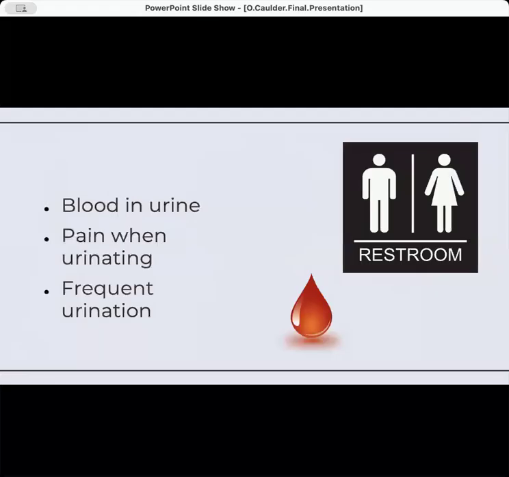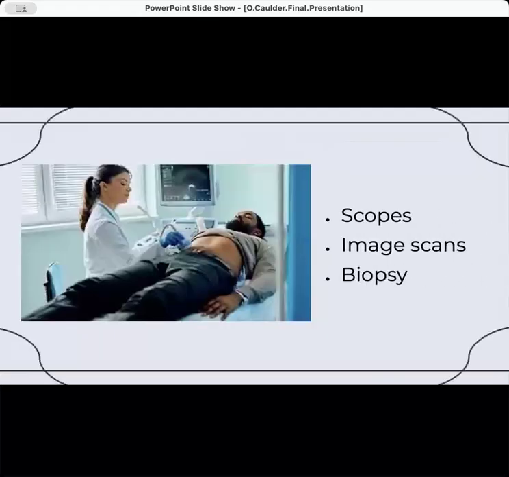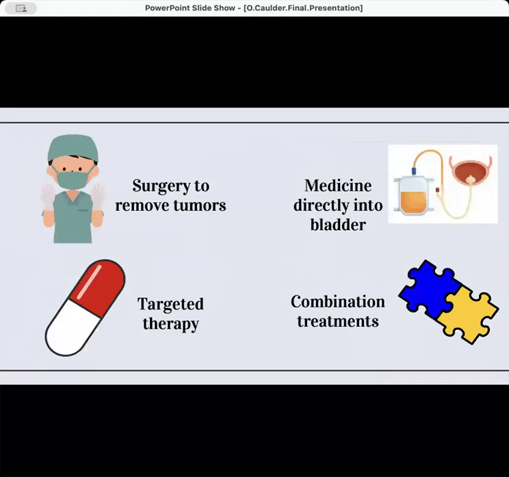Now, how is bladder cancer found? Bladder cancer often causes noticeable symptoms that are not normal in day-to-day life, including blood in the urine, frequent urination, or pain when urinating. If doctors think there may be something wrong, they can use tools such as scopes, image scans to look inside the bladder. They can also take samples of tissue called biopsies and test them to confirm whether or not there's cancer present in the bladder.